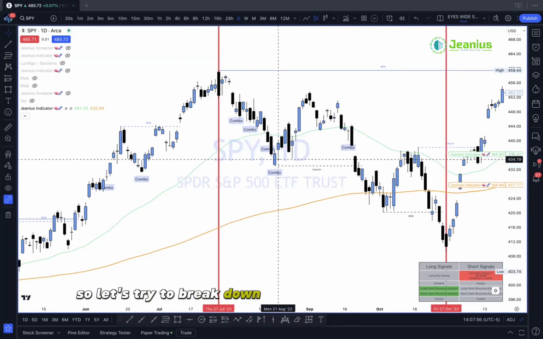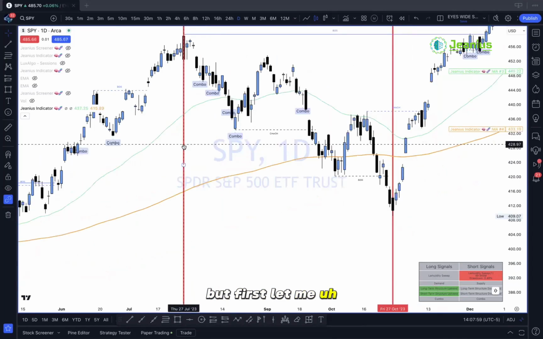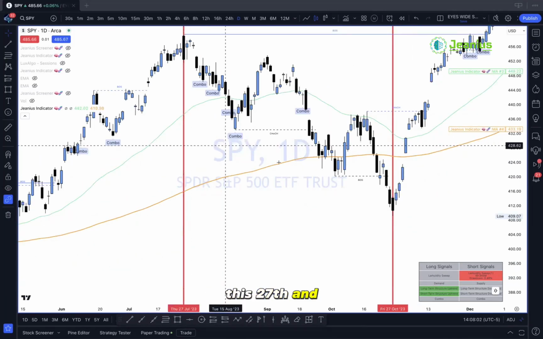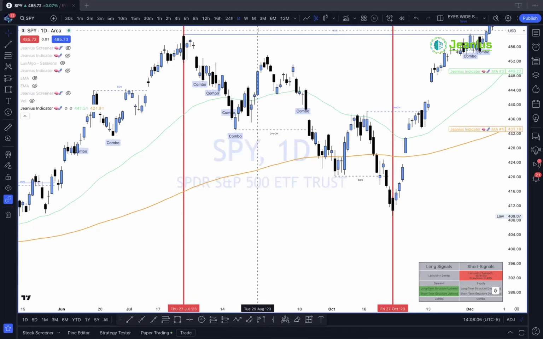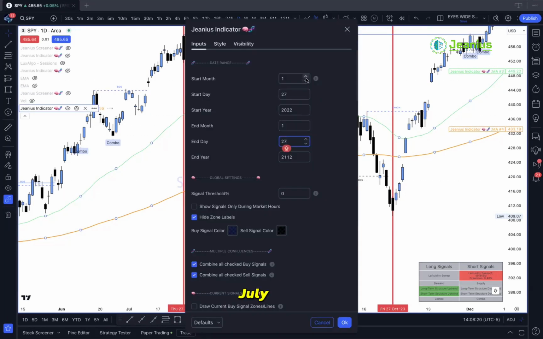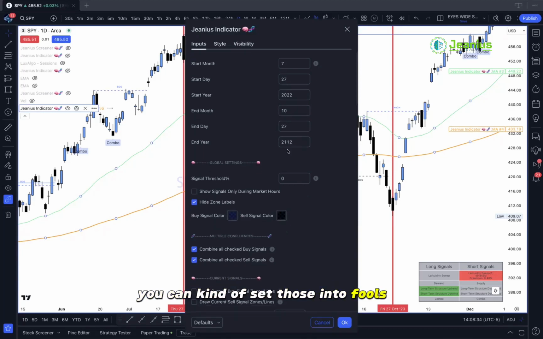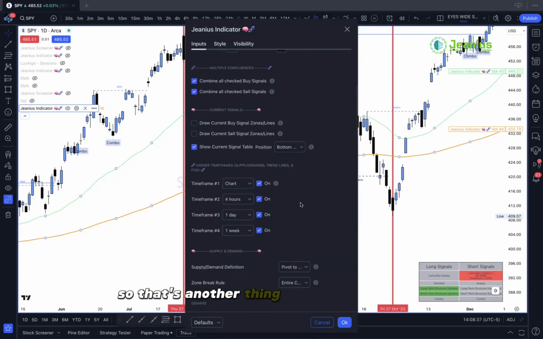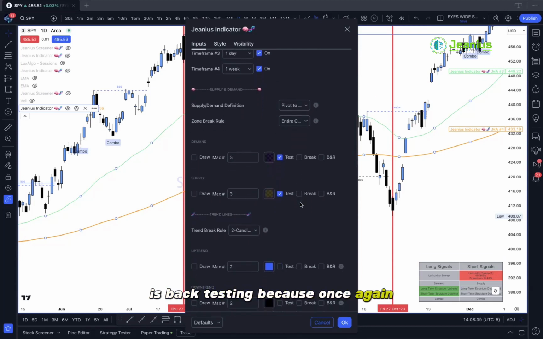So let's try to break down to some smaller time frames, but first let me set July 27th and October 27th. And this is another cool part, going back to this date, you can set those intervals to do your back testing. That's another thing I like to use this for, is back testing, because once again, it's automating what your strategy is. Whatever your strat is, Jeanius is going to automate it, and you can add it to whatever time interval to see where these combinations popped up.